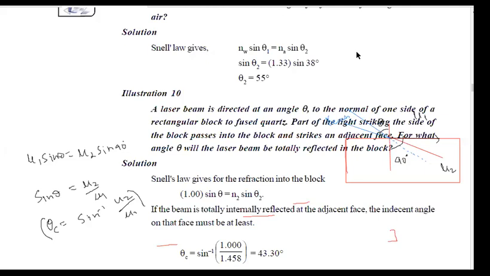Yes, very good. Now, what do you think? What are the cases in which there will not be any refraction? Tell me, what are the cases in which there will not be any refraction even if light passes through one medium to another medium? It passes through a boundary of one medium to other medium. Or it just passes through a boundary.